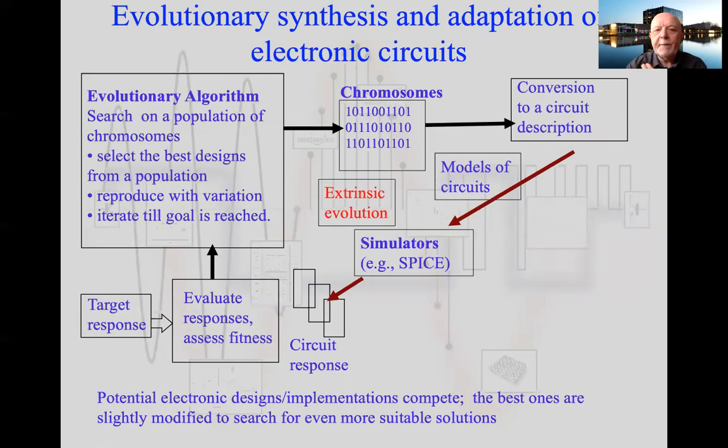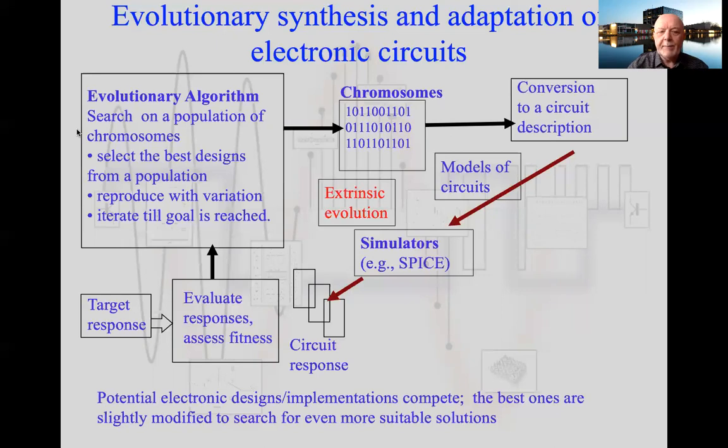So the first one, let's talk about how evolutionary hardware is quite often identified, and we talked about this in part one of this lecture when we talked about extrinsic or intrinsic evolution. So this cartoon is a description of extrinsic evolution. So this is done off chip. We've got our favorite evolutionary algorithm, if you have a favorite evolutionary algorithm.